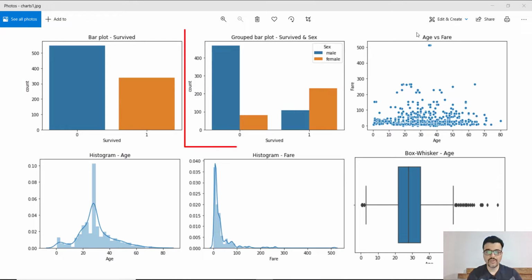Now let us look at the group bar plot. The group bar plot comes into the picture when we want to analyze or compare between two discrete or categorical variables.